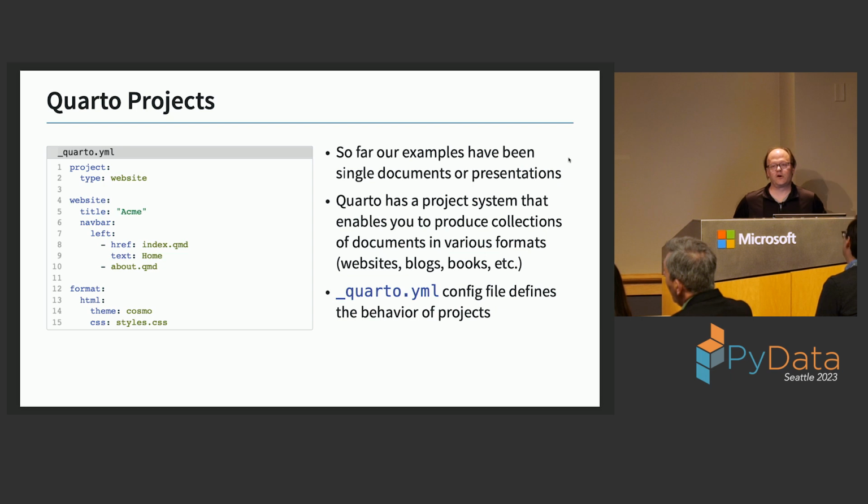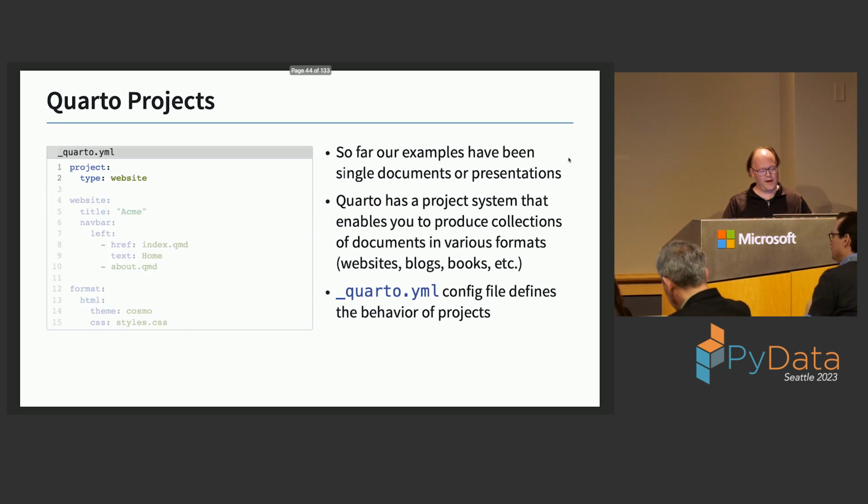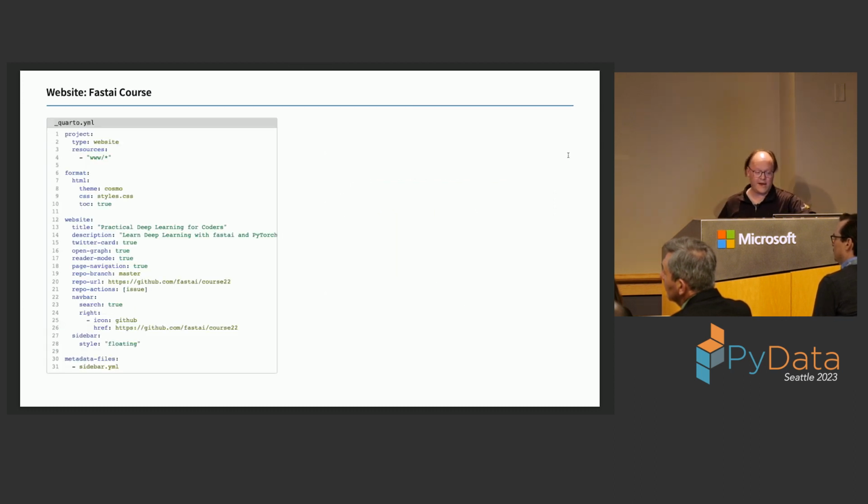So far, I've just shown you single documents, but Quarto also has a project system for aggregating together multiple documents, and that might be just sharing settings and assets like CSS, or it might be to create a website or to create a book. That's the project system. So you can see here, I've got my Quarto project config file. I say it's a website, I provide some website options, and then I say all the HTML that's in this website should share this theme and these extra CSS styles. That's a really simple project. I'll show you some examples of some more sophisticated projects.